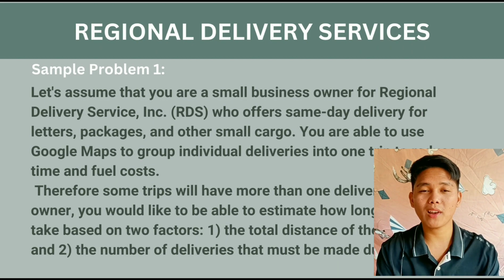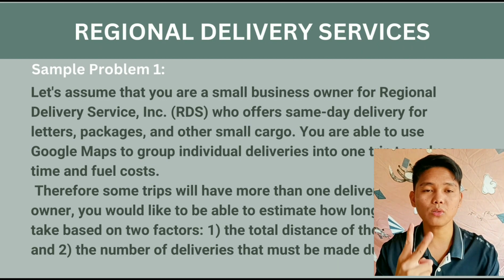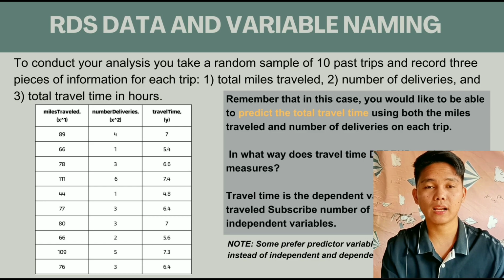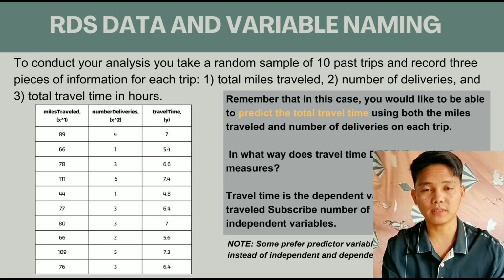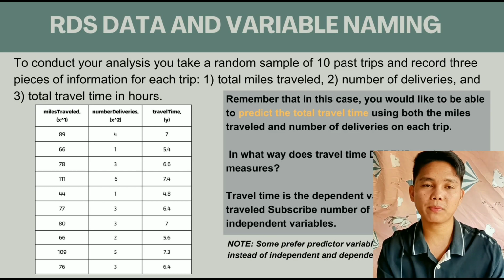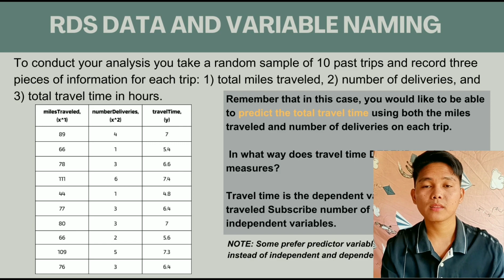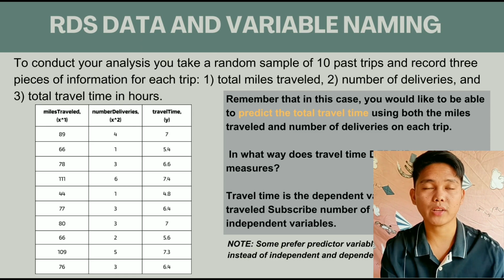As the owner, you would like to be able to estimate how long a delivery will take based on two factors. One, the distance of the trip in miles, and two, the number of deliveries that must be made during the trip. To conduct the analysis, we will take a random sample of 10 past trips and record three pieces of information for each trip. First, the total miles traveled. Second, the number of deliveries. And third, the total travel time in hours, which is what we are trying to predict.